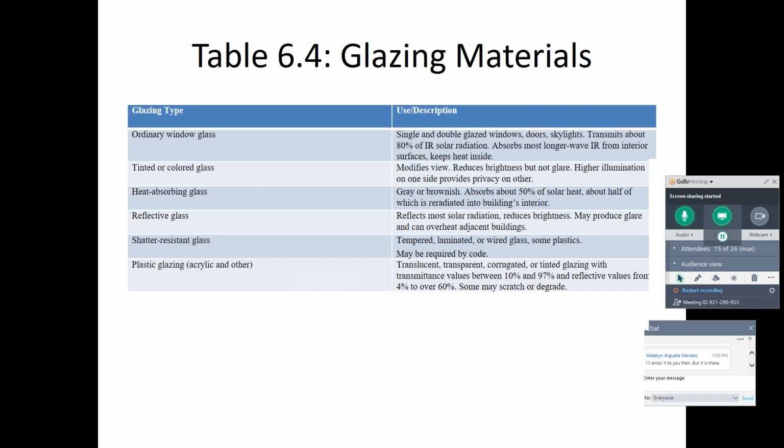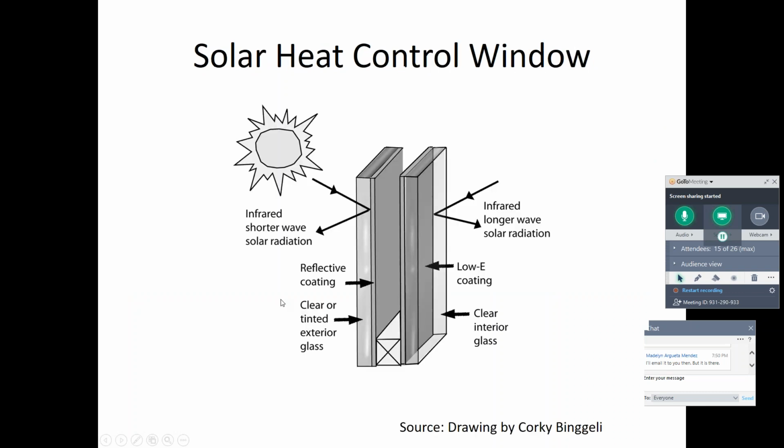Plastic glazing, translucent. So some of these might be big talking points as to why you picked what you picked or would want to pick something this week. Solar heat control window. So this is talking about how the glass goes together. We have the infrared, shorter wave, solar radiation, and a reflective coating that's part of the glazing.